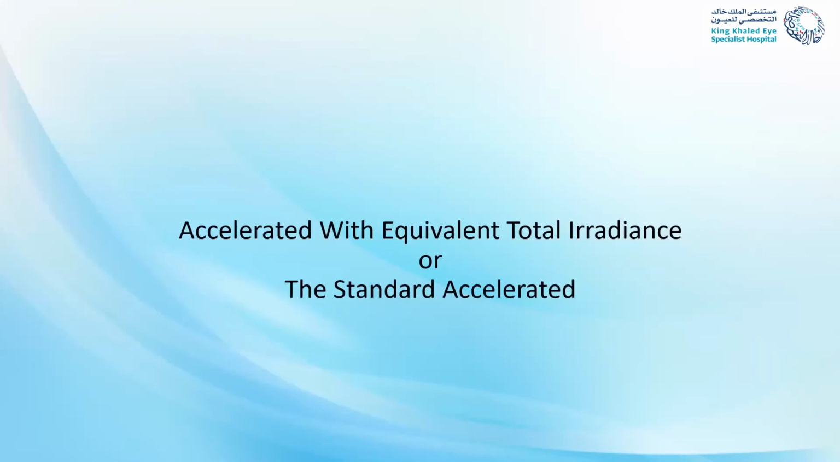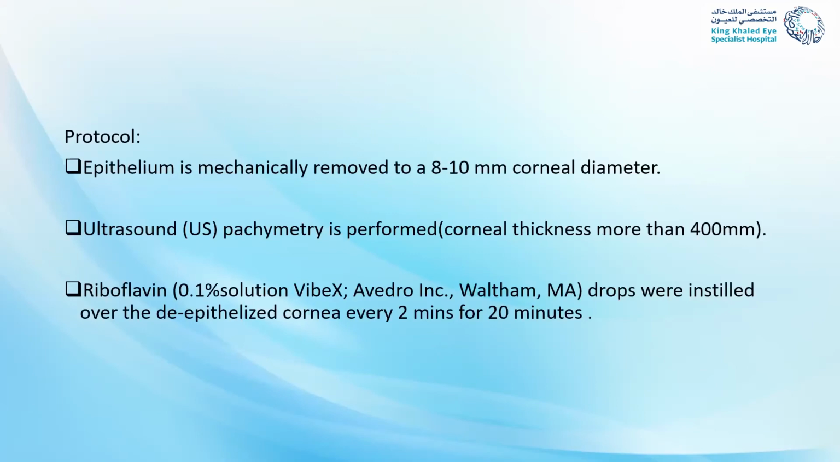The next protocol is the standard accelerated, or the accelerated with the equivalent total irradiance, or equivalent fluence. This protocol is very similar to the previous protocol. You start with the epithelial mechanical removal, you check your pachymetry with ultrasound, and then you use the Vibex solution, which is just the 0.1% solution of riboflavin. This is instilled over the cornea every 2 minutes for 20 minutes. So the soaking time is a bit less because there's no dextran, it's just the riboflavin.